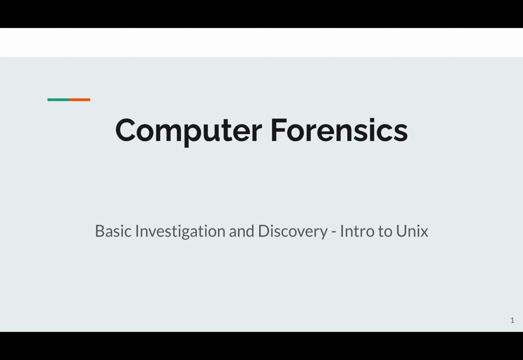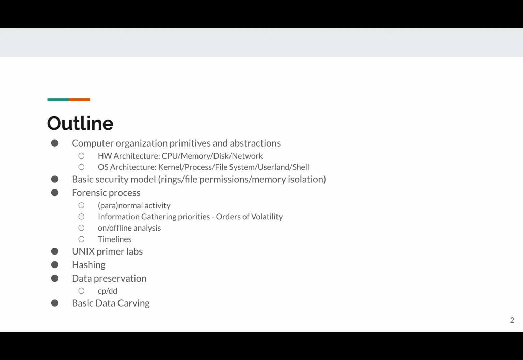Welcome everyone, I'm DSP and this is an introduction to the Unix operating system in a module we call Basic Investigation and Discovery. The outline of this module will have to do with computer organization, general primitives and abstractions that the computer and the operating system hold.